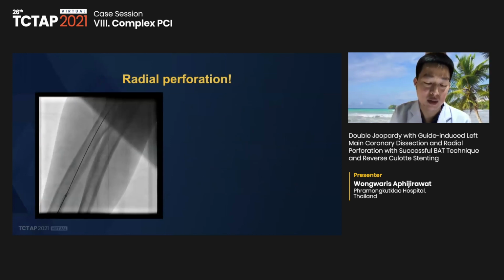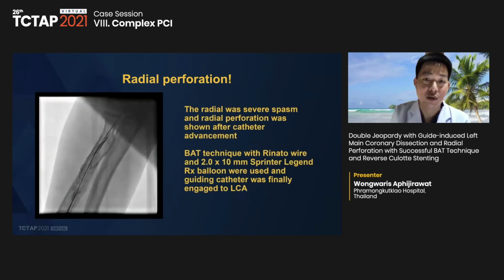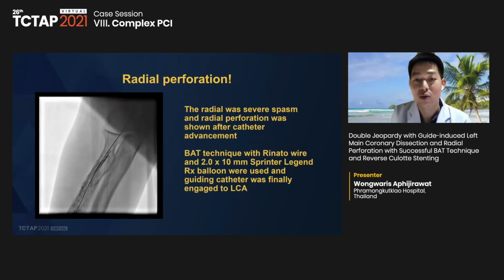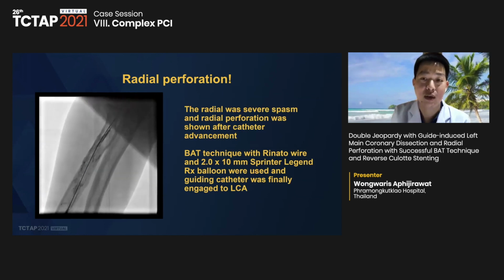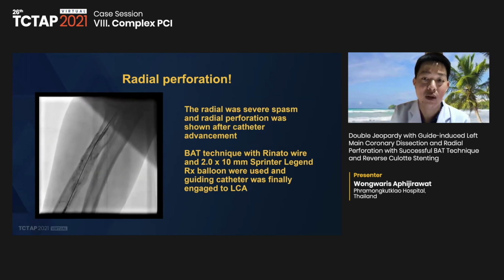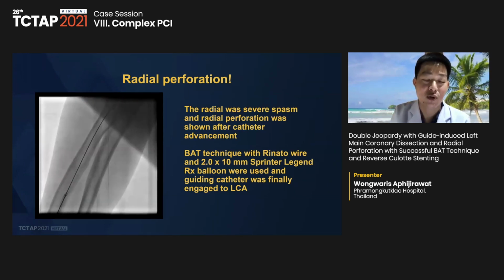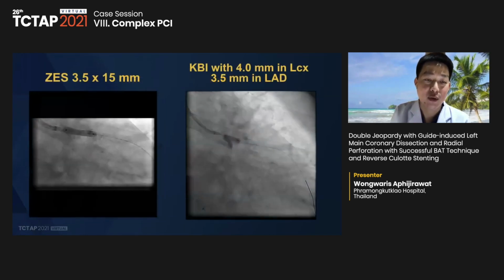But the patient developed a severe radial spasm, and when we advanced the guiding catheter, the radial angiogram showed a perforation at this point. So we used the BAT technique with the retrograde Y, a 2.0 by 10 millimeter compressed balloon, to advance the catheter to the coronary ostium without difficulty. And we continued the procedure.